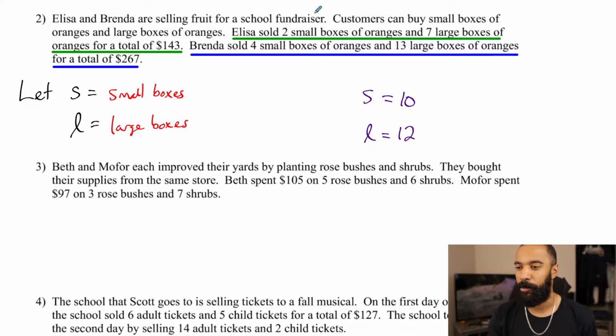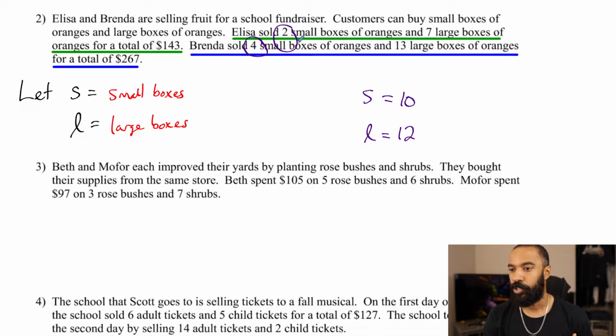We know how many small boxes there are. 2 for Elisa, 4 for Brenda. Not that that's supposed to add up to 10. My point is, we know how many there are. That's not an unknown quantity for us. That's not something that we're trying to measure. So it's not about the number of small boxes. Sometimes it is. It depends on the problem. We'd have to look at it.